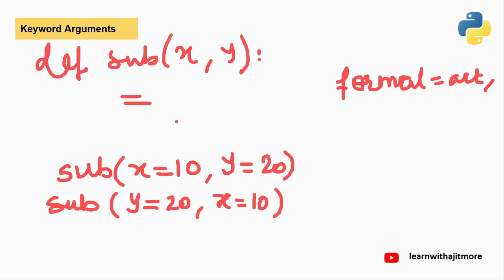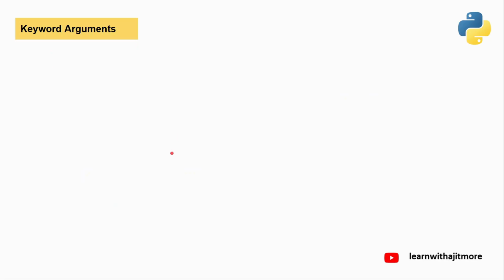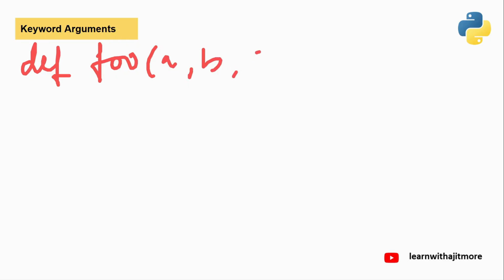Getting clear? Now you may say, can we mix some positional and some keyword? It is possible, but the rule is once you start giving keyword, all should be keyword. Let's see. Here I write def foo with four parameters, A, B, C, D.